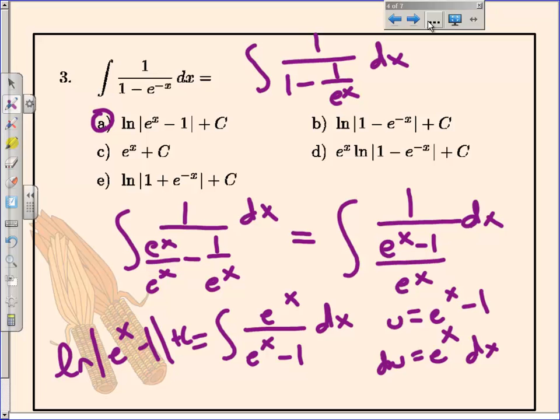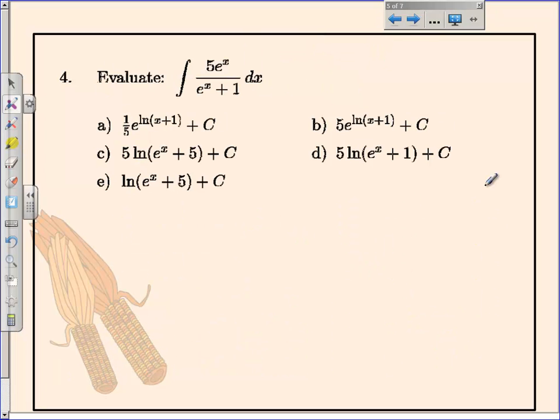That was sort of tricky, but you're going to see stuff like that in your homework. So thank you, Mr. G. Yeah. All right. This one was easier.